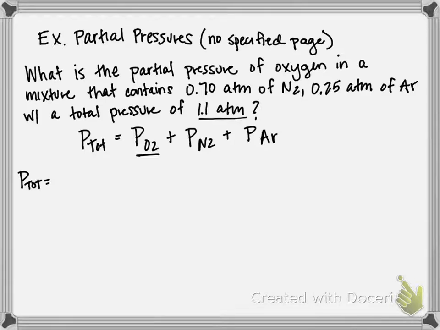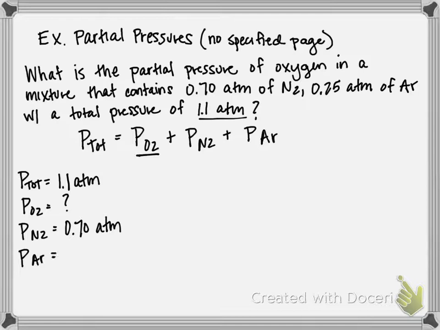gives us in the problem 1.1 atmospheres. Our partial pressure of oxygen, we don't know. That's what we're looking for. Our partial pressure of nitrogen is 0.70 atm, and the partial pressure of argon is 0.25 atm. Now, as long as all of your units are the same, it doesn't really matter what unit of pressure you're in. In this case, all of my units of pressure are atmospheres.